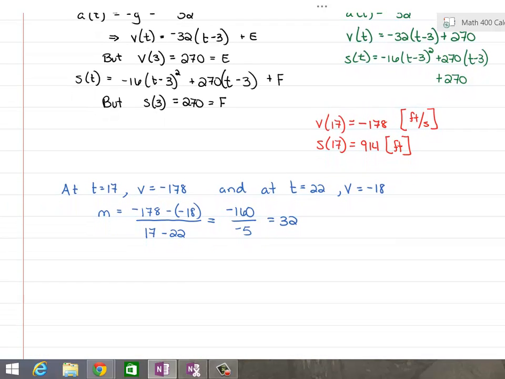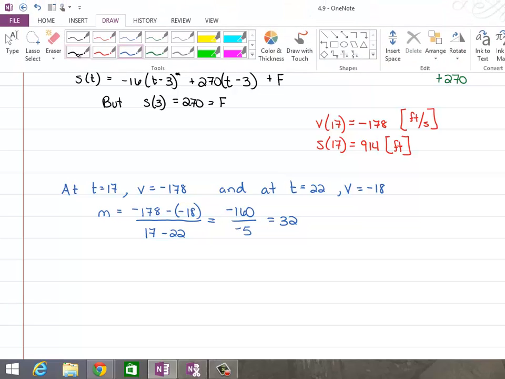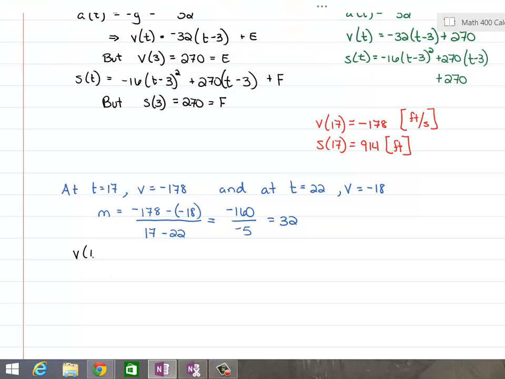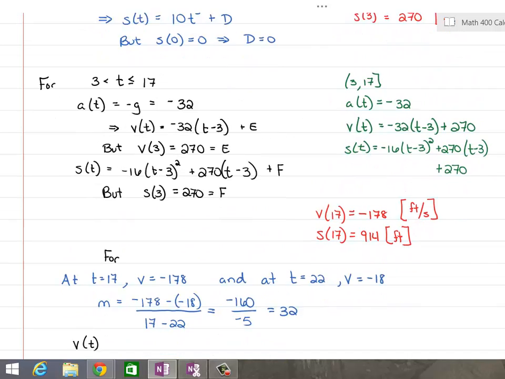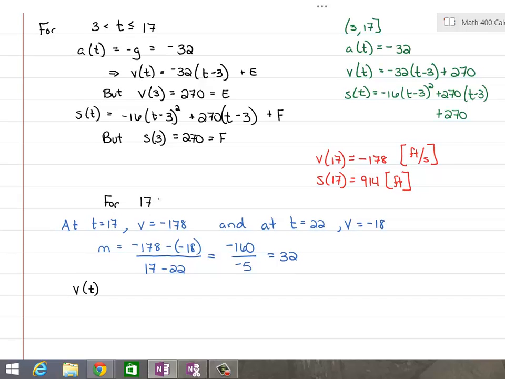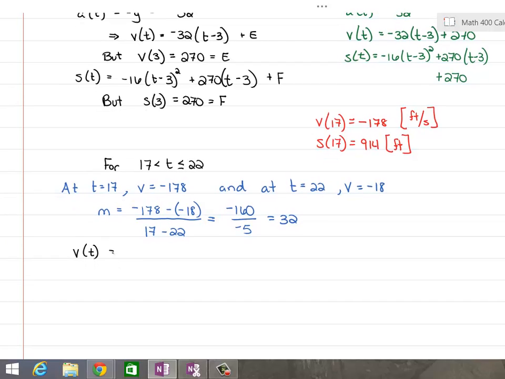All right, great. So now I'm going to write a velocity function based upon this. And the velocity function, let me get out my black pen here. By the way, I should write up here, how have I been writing it? t between 17 and 22. Okay, the velocity function is going to be the slope, and I'm going to time shift this, plus the initial velocity, which is actually going to be negative 178.